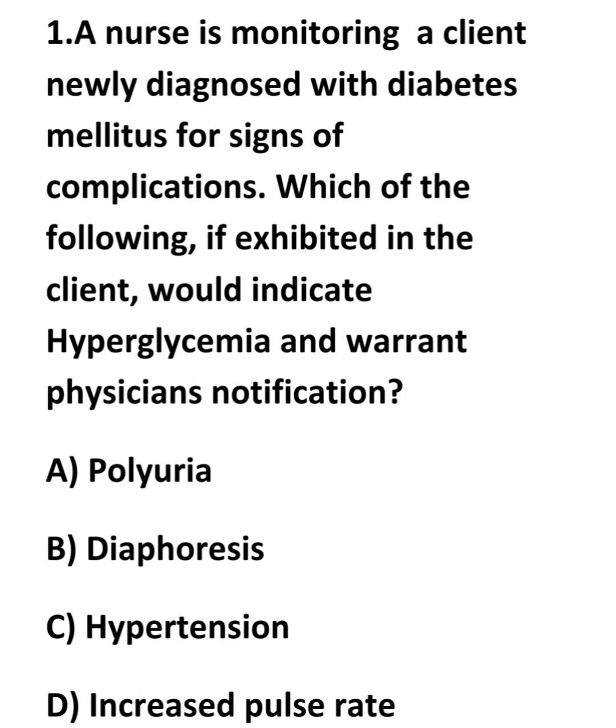Here a patient is already diagnosed with diabetes mellitus and the nurse is taking care of that patient, and among these options one of the signs may cause complication to the patient, and as a nurse she should notice that sign and she should inform it to the physician. Why? To prevent complication occurring to the patient. So that is the question. Our options are polyuria, diaphoresis, hypertension and increased pulse rate.